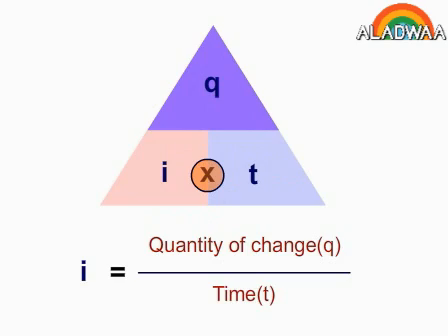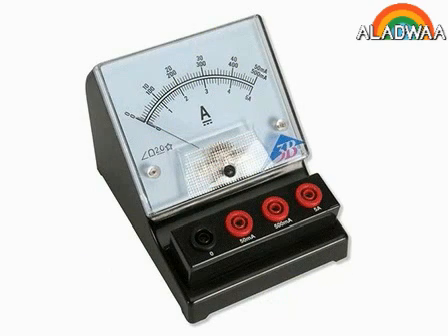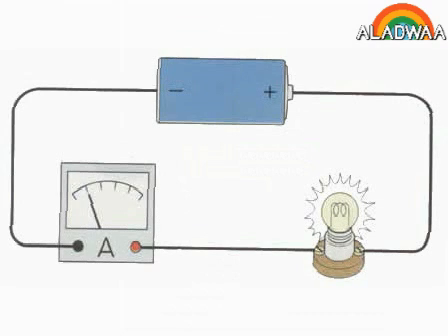It is measured by using a device called an ammeter that has the symbol A. An ammeter is connected in series. Activity 1. To show the connection of an ammeter in the electric circuit.